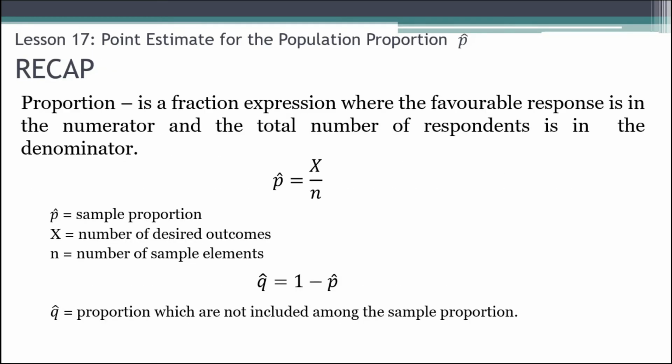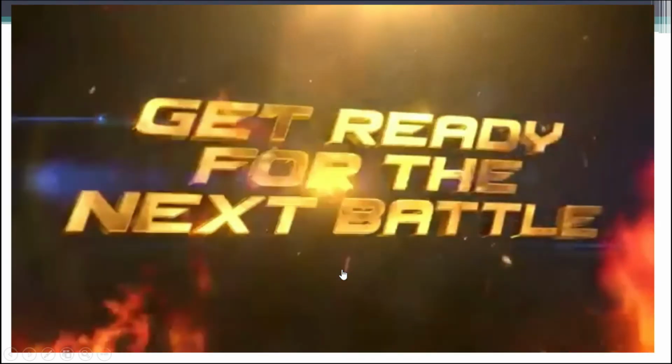Now, again, let's have a recap. Proportion, simple lang, fraction expression lang. So, p hat yung ating variable. So, x yung ating number of desired outcomes. Tapos, yung n number of sample elements. So, ang katandem ng p hat is q hat, which is 1 minus p hat. Q hat yung mga hindi kasali sa proportion. Okay? Good. Get ready for the next battle.